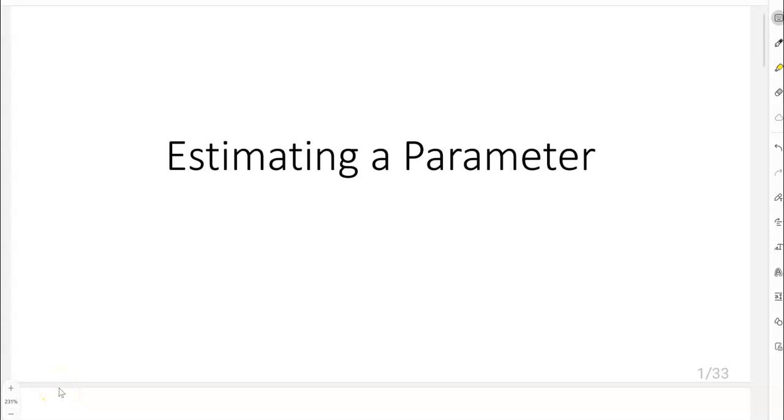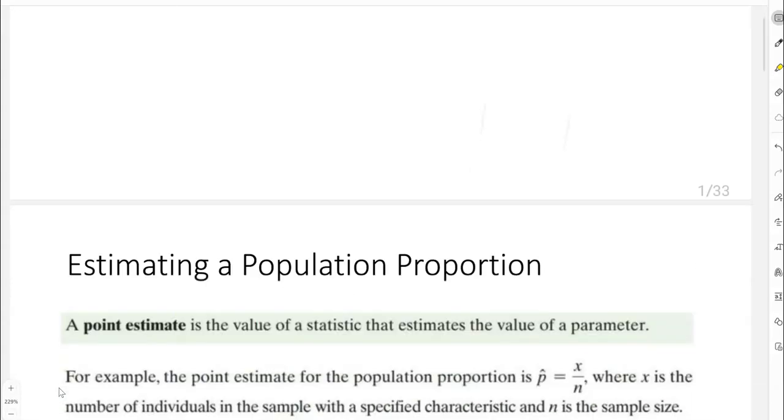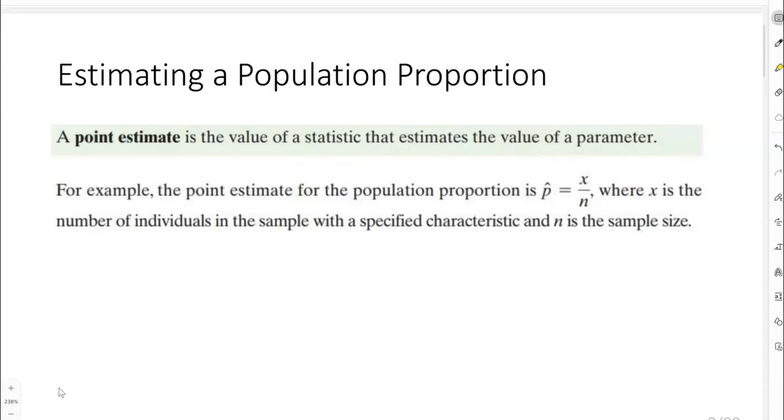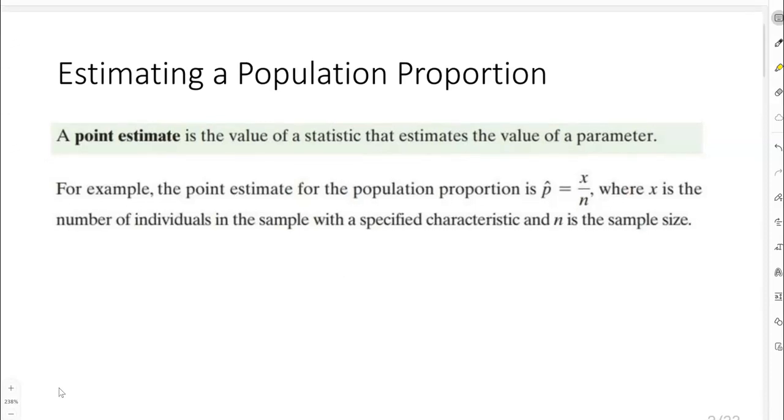In this video, we are going to start the process of talking about how we estimate some kind of parameter. And we're going to start with the proportion. Anytime you hear the word estimate, that means that we're talking about confidence intervals. So it's your key for that.